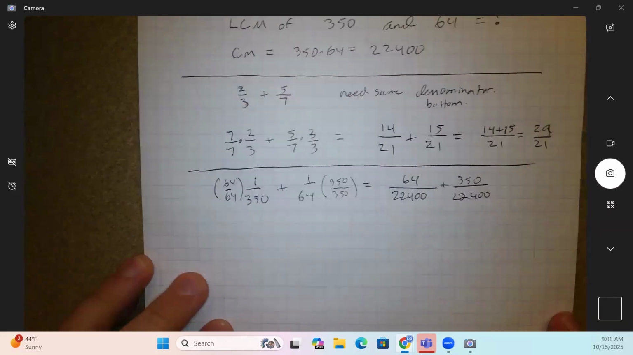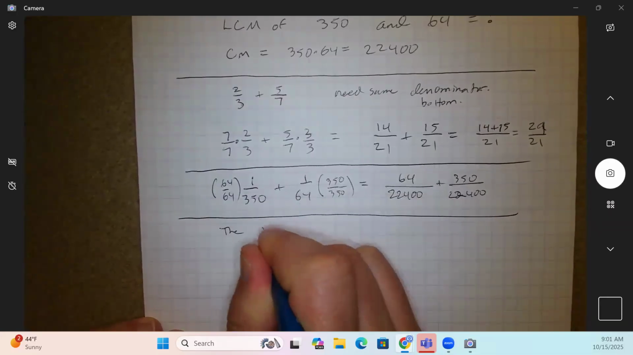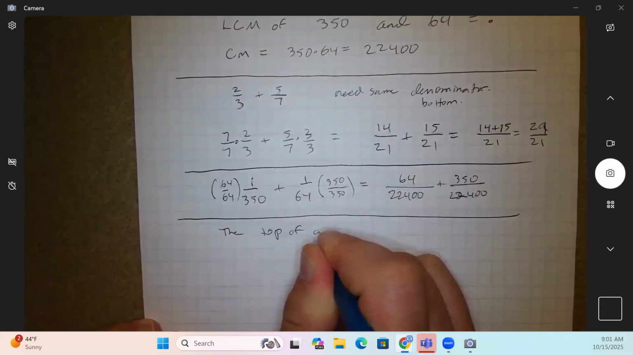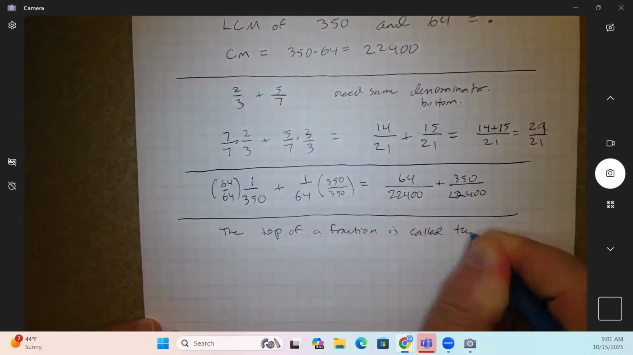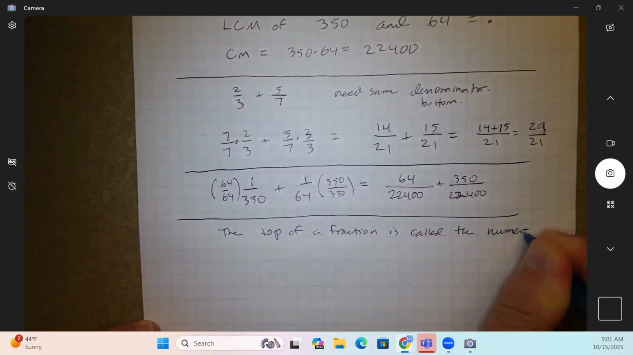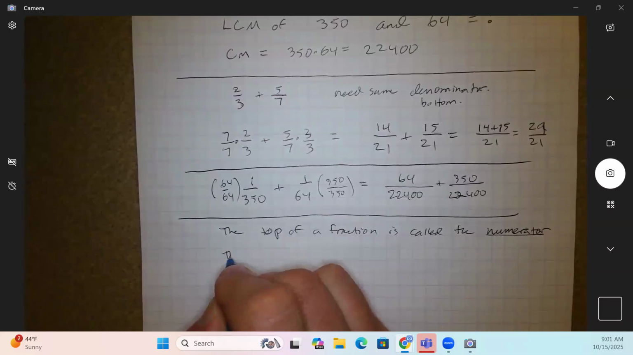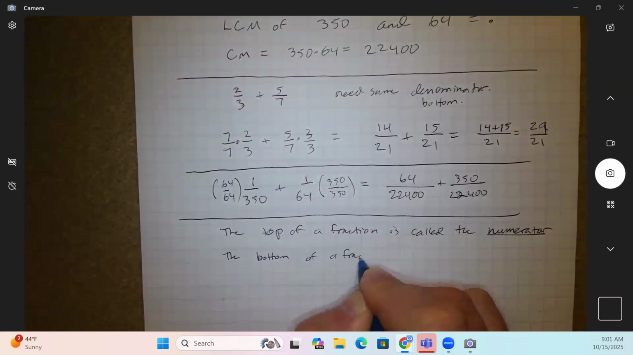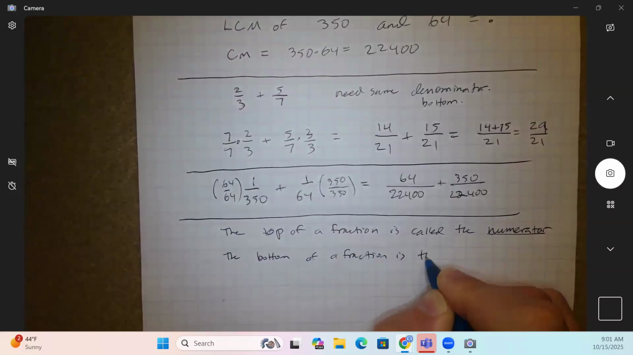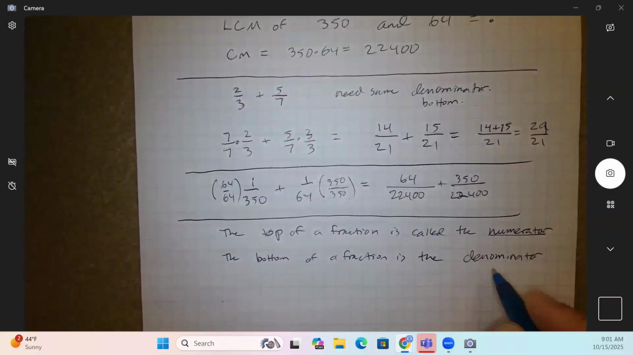Okay, definitions to take with you. The top of a fraction is called the numerator. The bottom of a fraction is the denominator.